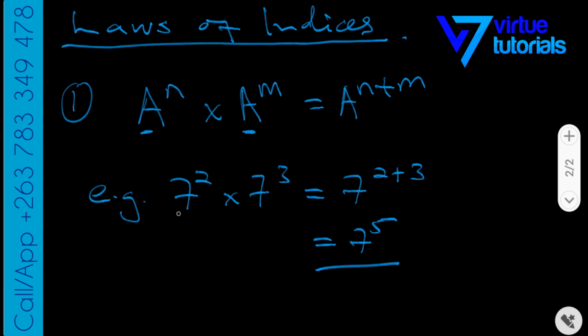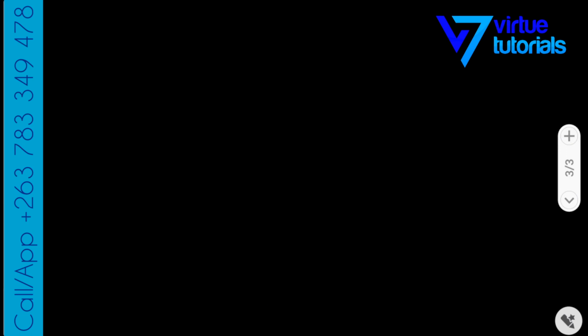The first law is if these two numbers, if this is the same number, right, then you can simply add powers. So it only applies when this is the same number. You can't do it for different numbers there. Let's go to the second law.